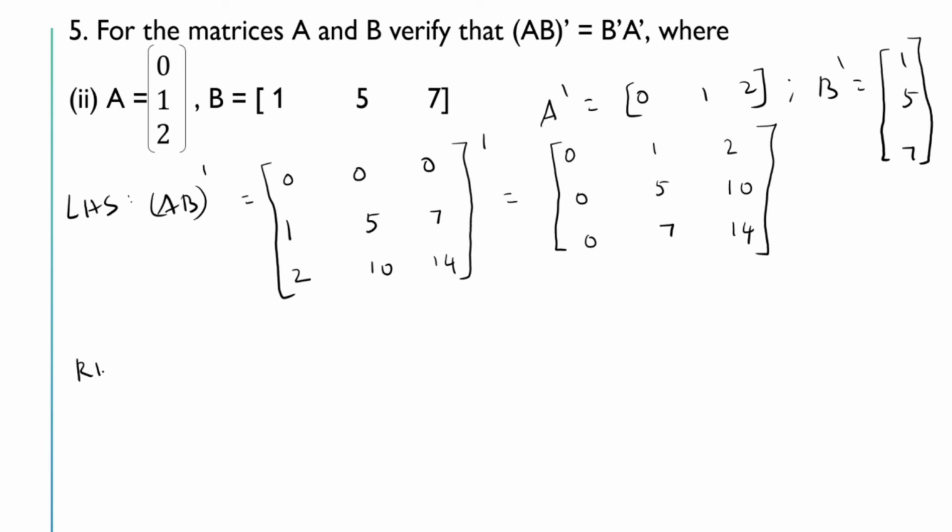Now the right hand side, B transpose into A transpose is equal to 1 5 7 into the matrix 0, 1, 2.